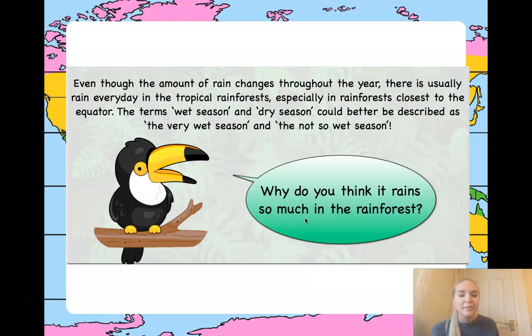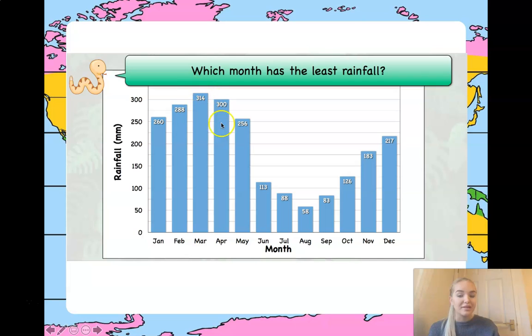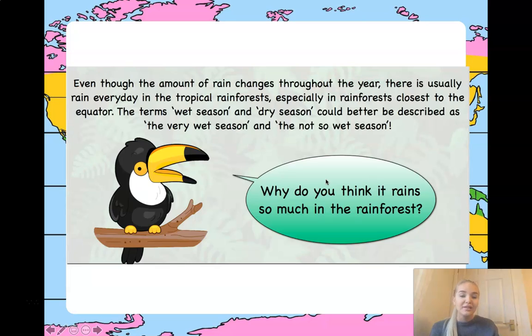So even though the amount of rain changes throughout the year, like we've just seen, there's usually rain every single day in tropical rainforests. So even though it's called wet season and dry season, it isn't actually a dry season, it still rains. So some people call some seasons in the rainforest the very wet season, which when looking at our graph could be such as March or April. And then they have the not so wet season, which could be considered as June, July, August, or September, and even October too.